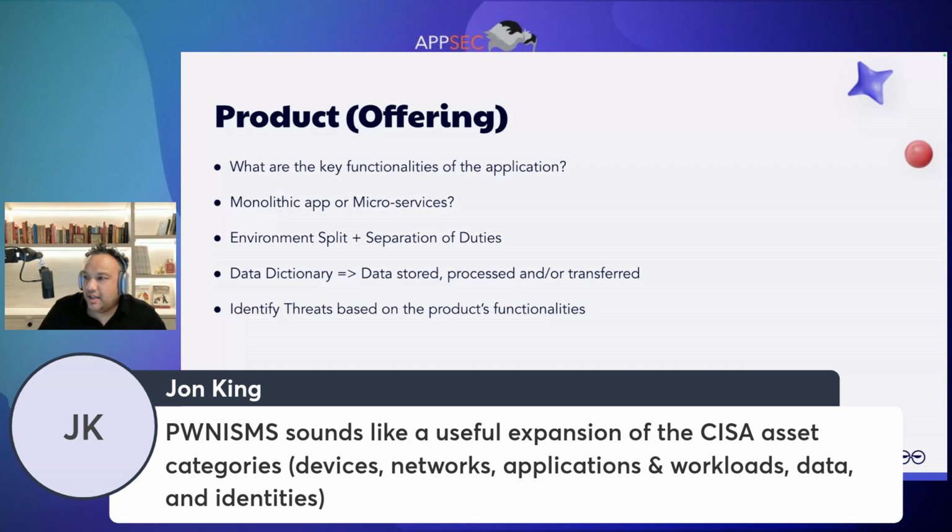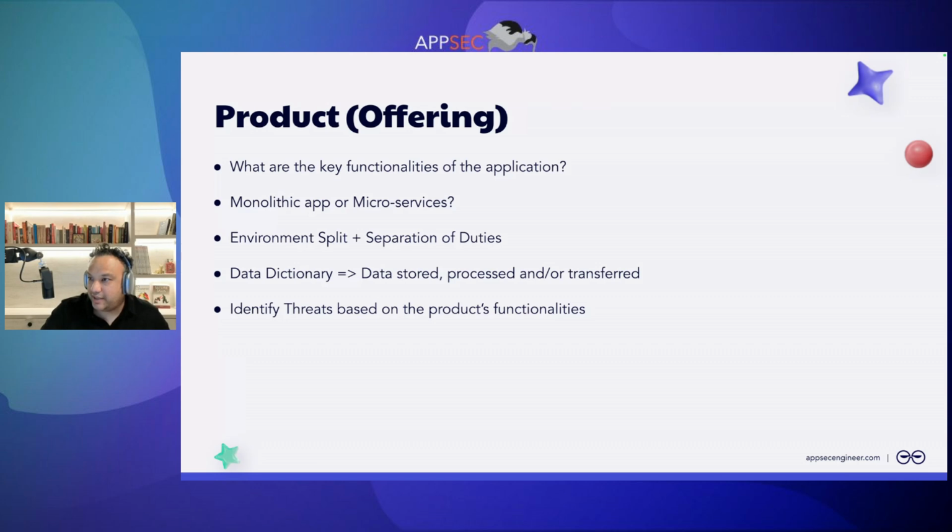So basically, it's the product's functionality. PWN-ISMS sounds like a useful expansion of the CISA asset categories. Yeah, I'd actually not heard of this. This is the first time I'm hearing of it. If it is, then it's great. I'll probably read up on it and see how that maps against PWN-ISMS. But yeah, sounds like I'm not too off base here when it comes to this approach.